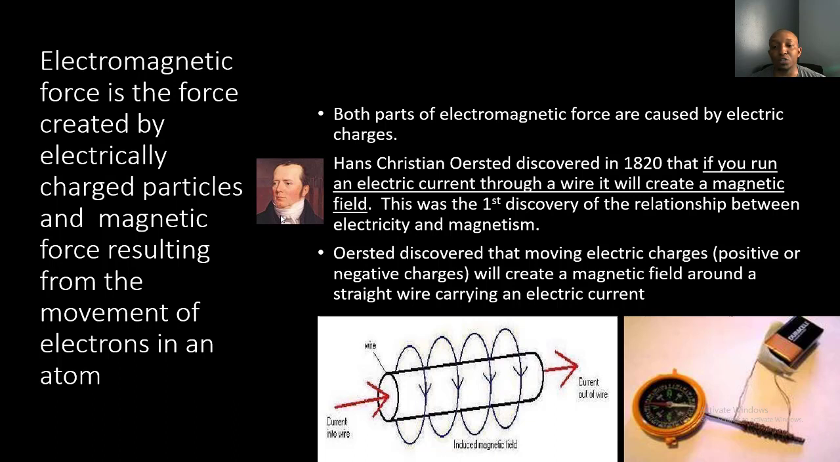Ørsted discovered that moving electric charges will create a magnetic field around a straight wire carrying an electric current. So let's take a look at this. If we look at this diagram at the bottom, notice here's this current going into the wire. And as this current goes through this wire and out of this wire, notice that it creates a magnetic field around the wire. And also it was discovered that if you were to make an electromagnet and bring it close enough to a compass, it would cause the needle on the compass to move. So this is a further understanding of the relationship between electricity and magnetism.